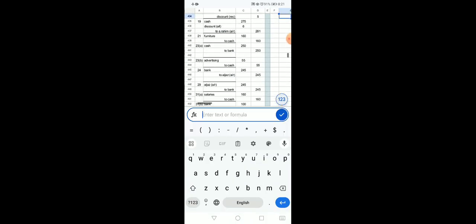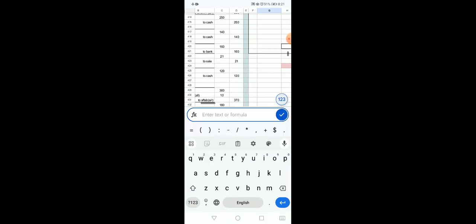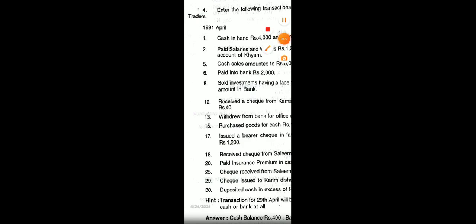We were doing question number 4 and we have completed all transactions taken from the book and converted them to journal entries, and these many journal entries we have completed from 1st to 31st. All entries were completed. And guys, here was your question. It was question number 4 related to the month of April. We had started from the first date to 31 and we had completed all the journal entries.